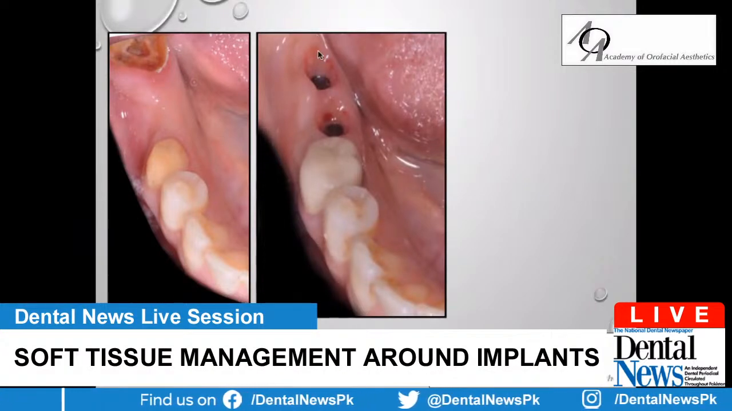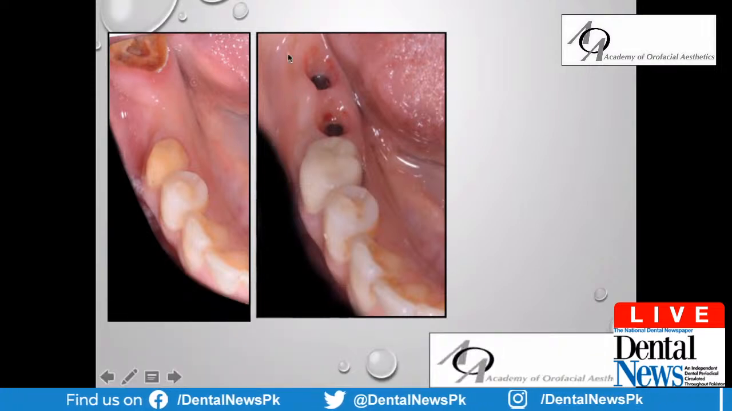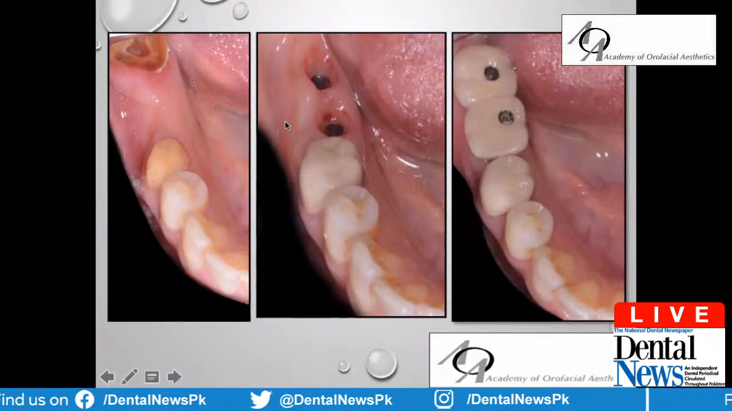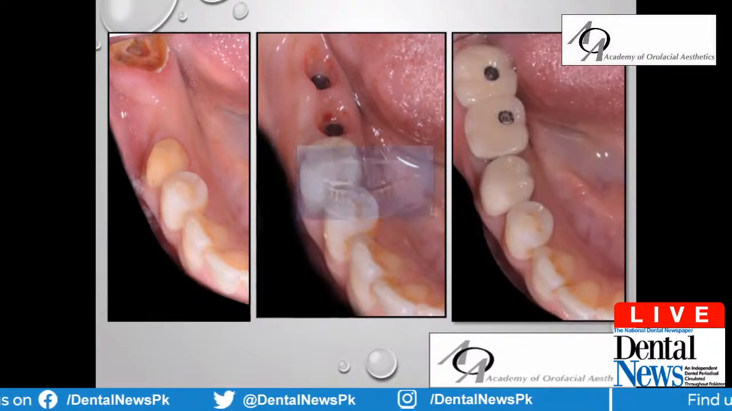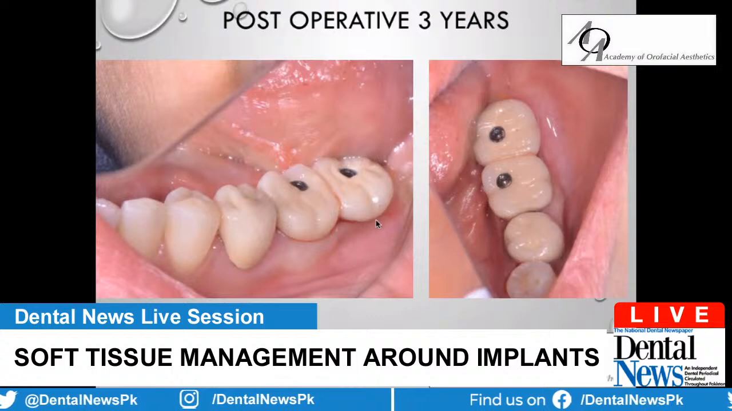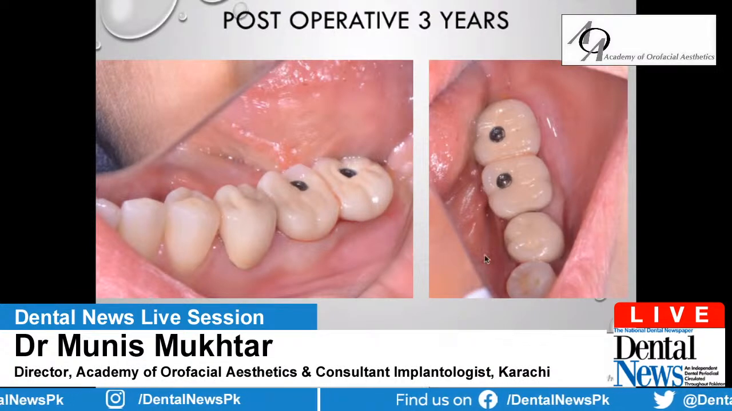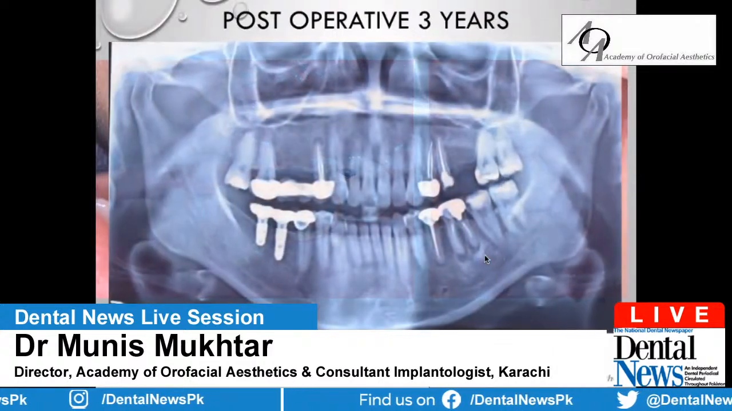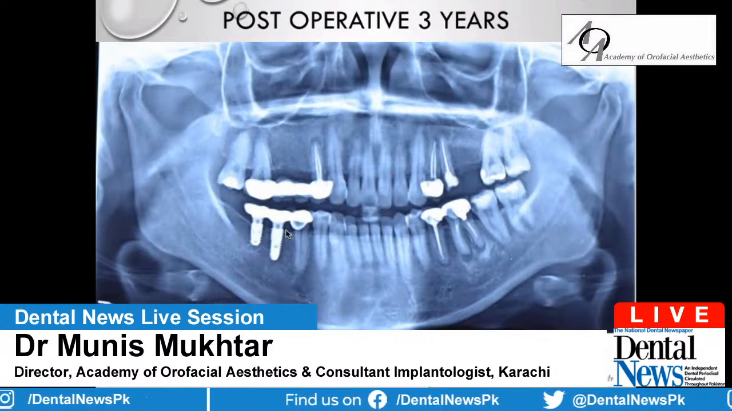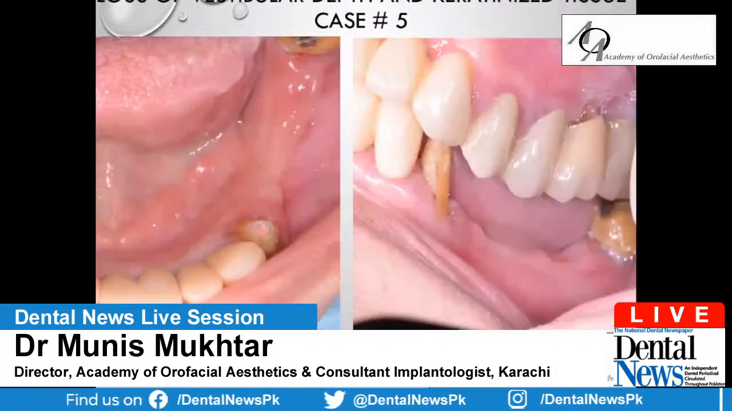We talked about the vertical thickness and the horizontal. We have achieved both of them. This is the final prosthesis. We can still appreciate that the band of keratinized tissue is keeping our implant healthy and safe. This is post-op 3 years. Bone levels are stable. So you have this bone cortical case.